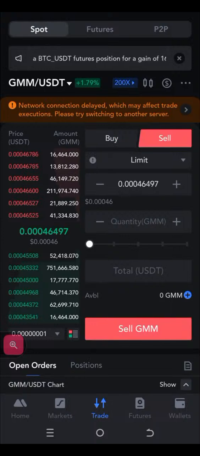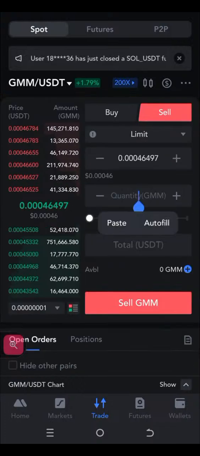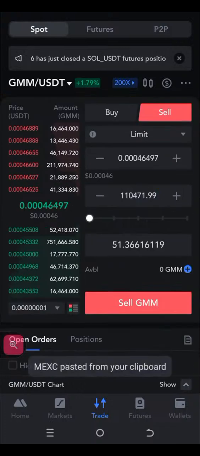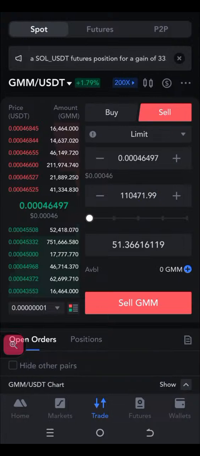Okay, so we want to sell this. If I choose this amount here and I'm selling at that price, yeah, it has reduced. It was $1.74, now it's $1.36. So if I remove 33 cents, we still have $1, which is like about 2%, which is not bad.